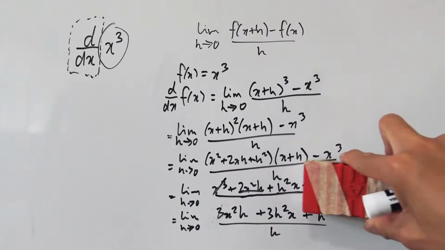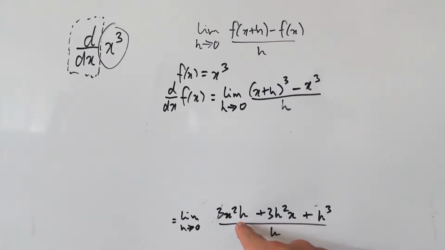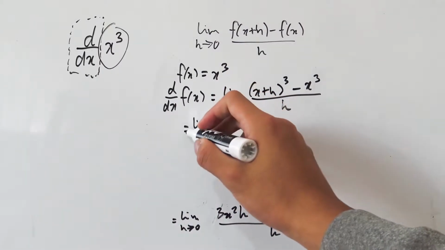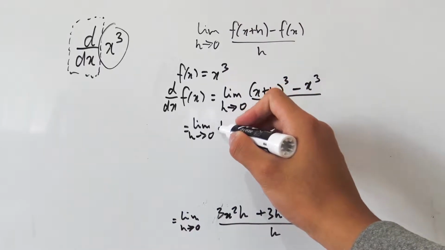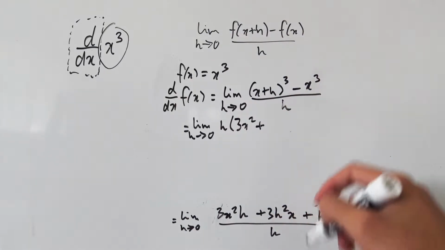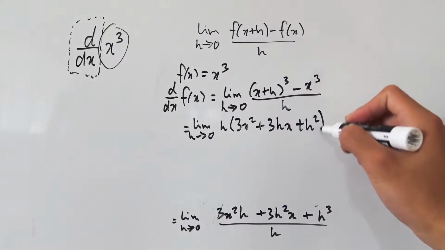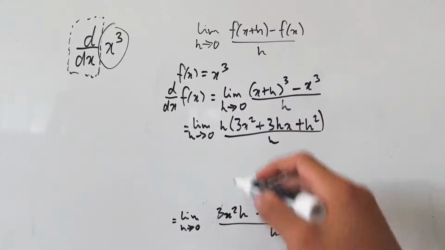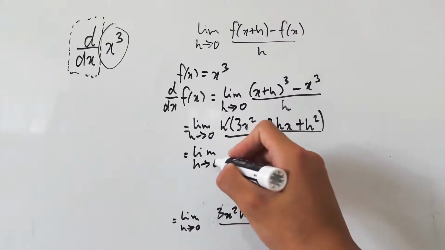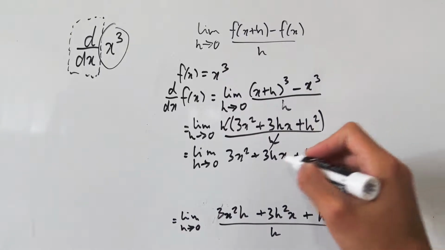So I'm going to rub out some of this stuff up here so we have a little bit more space to work with. So you may notice that we have a common factor of h on the denominator, so why not factor it out? So now we have the limit as h approaches 0 of h times (3x squared plus 3hx plus h squared). And all of that is being divided through by h, so now we can cancel. And now we have the limit as h approaches 0 of 3x squared plus 3hx plus h squared.